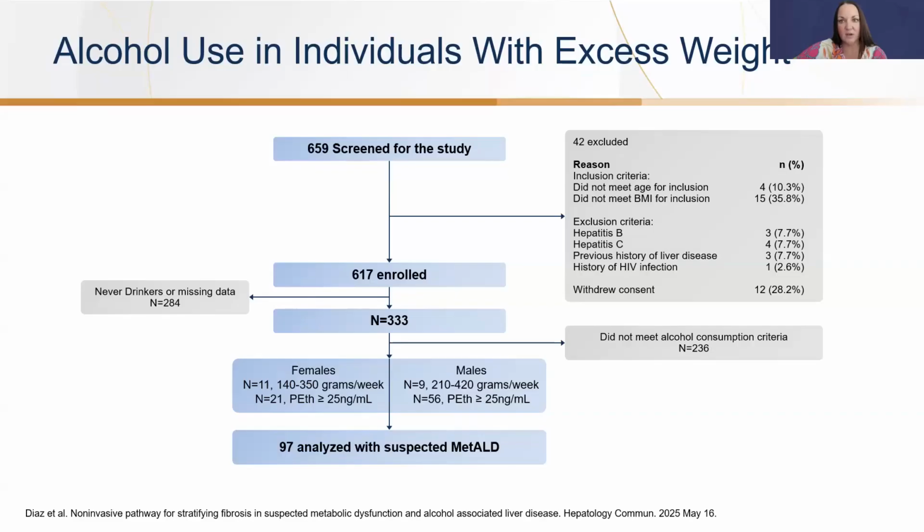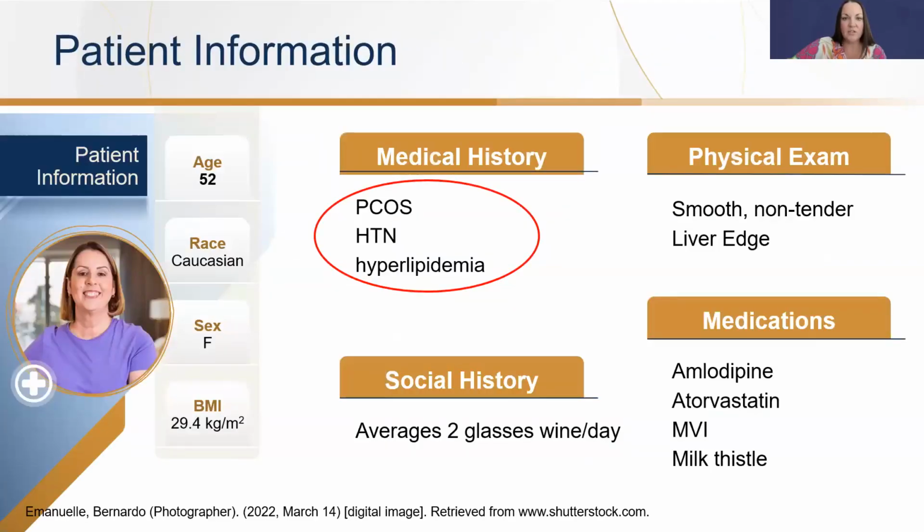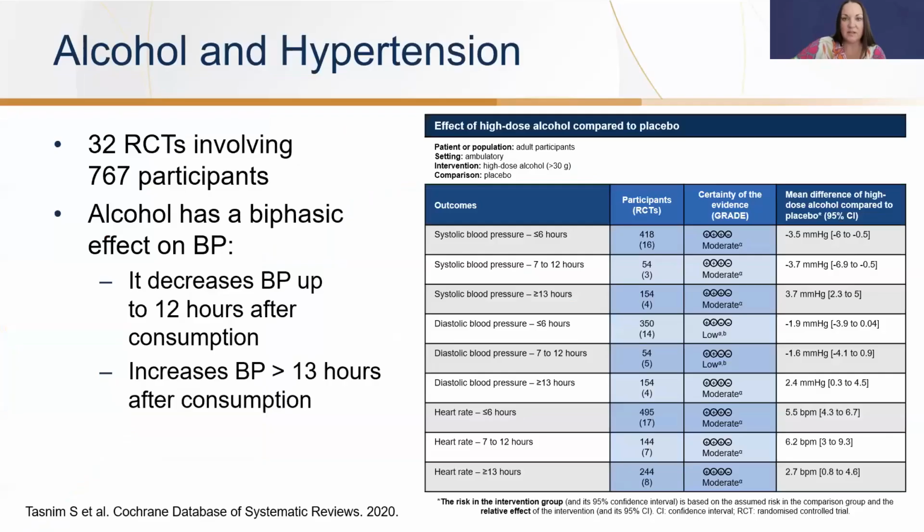You want to exclude patients that have other liver disease etiologies. Even if they do drink alcohol, you always want to be sure they don't have any type of autoimmune liver disease or viral hepatitis. So for Ashley, she had PCOS, hypertension, hyperlipidemia, and her PEth test was 120. So with her, we would say that she does have MetALD as the source of her liver disease.